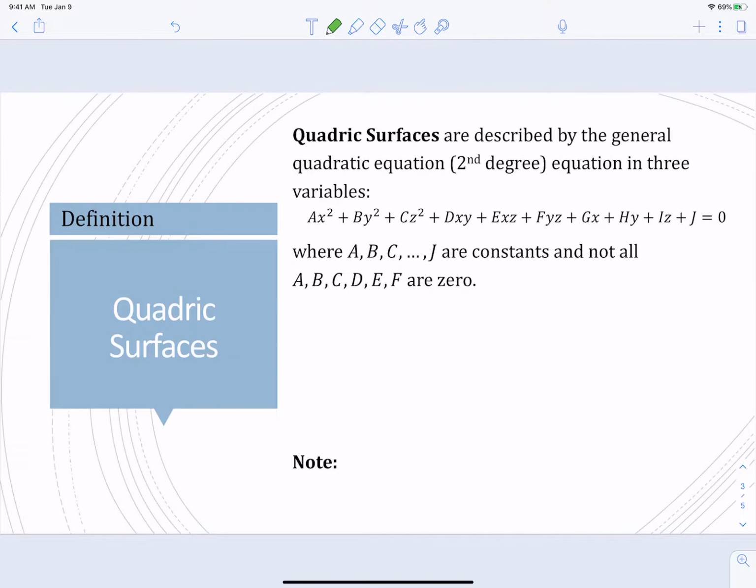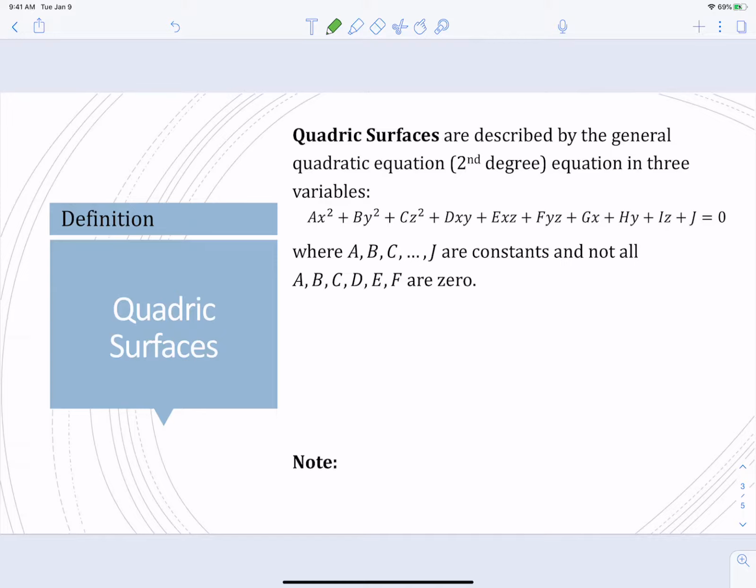So a quadric surface, essentially, is a quadratic in 3 dimensions. The general equation of a quadric surface is crazy looking. Notice we've got squared terms for each variable, we've got x times y, x times z, y times z, then we've got each variable on its own, and then we've got a constant term J. And then this is equal to 0. A, B, C, all the way through J, are all constants.